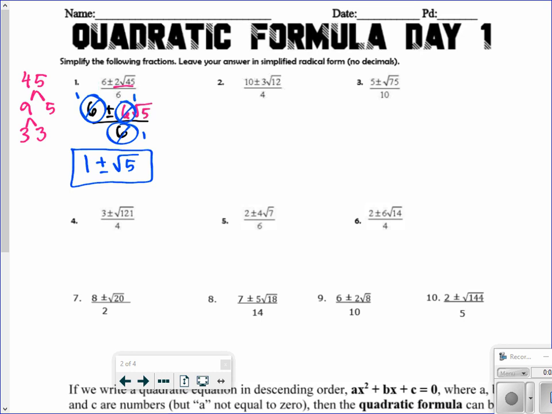So that initial step of simplifying the radical, how we got the square root of 45, once that radical is 5 underneath there, never touch it again. It is done.